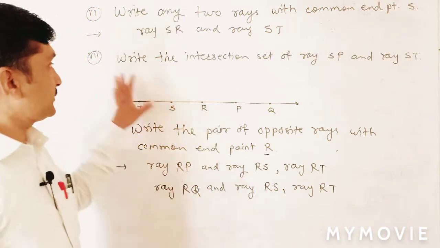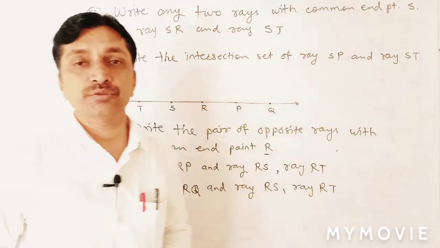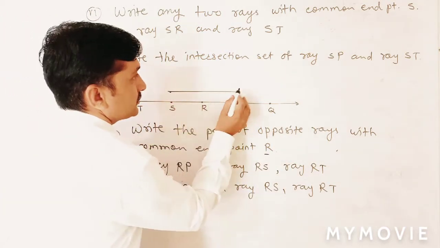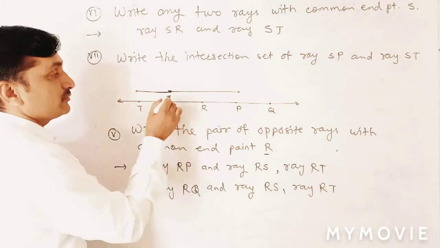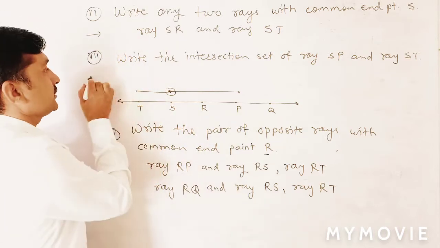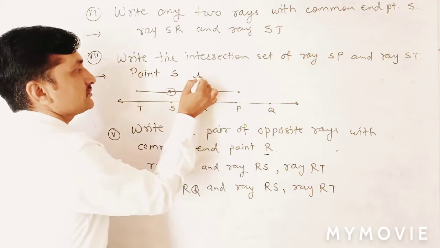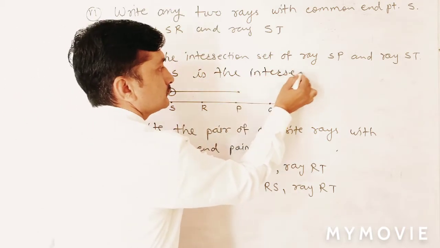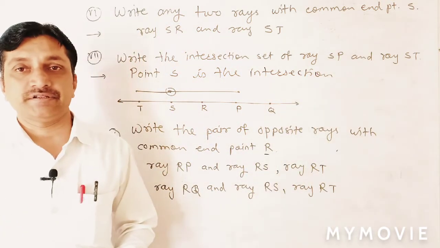Now example number 7 of this question, write the intersection set of SP and ST. Intersection means common. SP is here and ST is here. What is common in both? This point is common in both, the starting endpoint S. Therefore the answer is point S is the intersection of ray SP and ray ST.